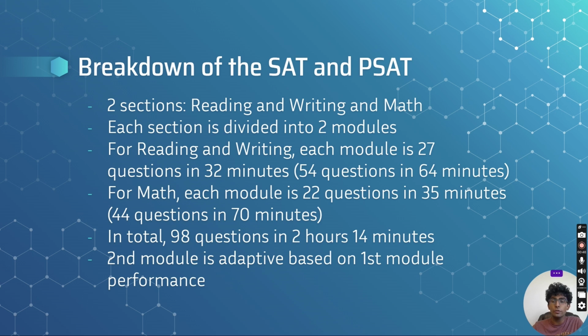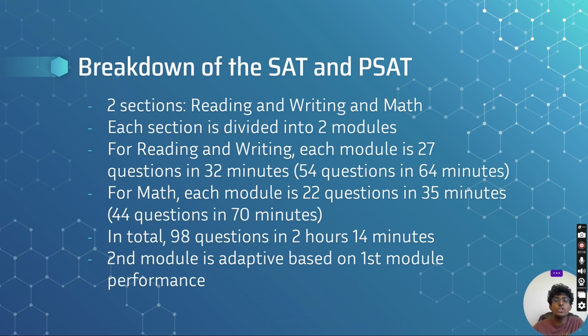This breakdown works for all versions of the SAT and PSAT, so including PSAT 8-9, PSAT 10, PSAT NMSQT, and the SAT. You have two sections on this exam, reading and writing and math, and each section is divided into two modules. For reading and writing, each module is 27 questions in 32 minutes, so you have slightly more time than the questions that you need to answer. So in total, it's 54 questions in 64 minutes.